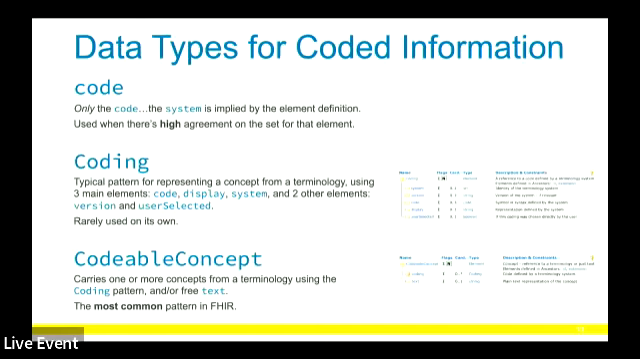But this particular data type, coding, with its representation, is not often used on its own, because in much of healthcare, where you want to see one code, you often want to see more than one. And so the more typical thing that you'll find, and you saw it in the patient resource we just looked at, is codable concept, which carries one or more concepts from a terminology using the coding pattern. So it basically takes that coding data type and nests it inside, but then adds one extra field, which is the ability to carry free text alongside it. So that is the codable concept data type, the pattern that you'll see most often in FHIR.